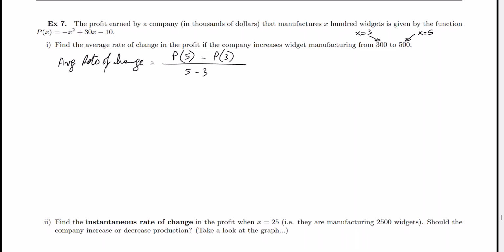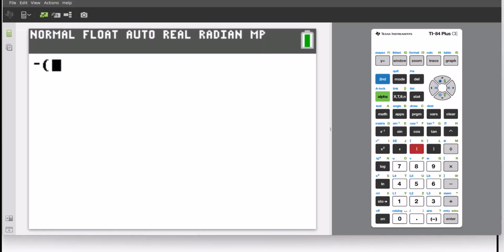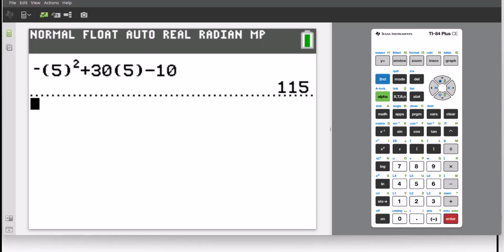Why am I putting 5 not 500 and 3 not 300? Again, that's because of the wording in the first paragraph: x represents hundreds of widgets. Now I want to know what I get when I put 5 into this equation. You can do that by hand: negative 5 squared plus 30 times 5 minus 100, and calculate everything by hand. It's not going to be terribly difficult, but we have access to calculators, so we'll take advantage of that. I'll start with the negative 5 and then square it, then put the 30 times 5, then subtract the 100 at the end, and that gives me 115.